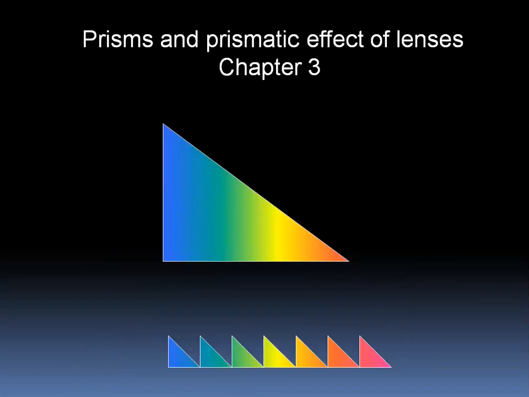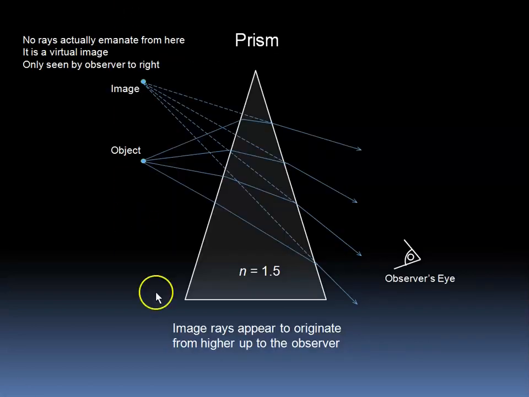We are now moving to Chapter 3. We have finished Chapter 2, Geometrical Optics, and are now going to prisms and prismatic effect of lenses. Here we see a prism. This glass prism has a flat surface that is at an angle from its second surface and is connected at the bottom.